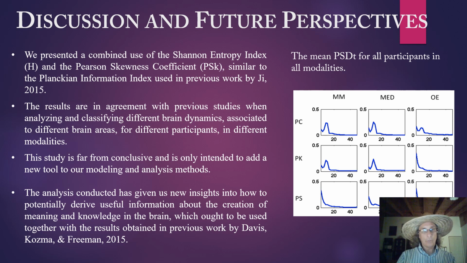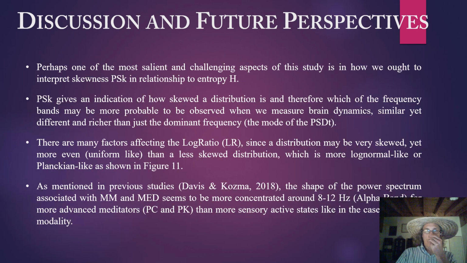The analysis that we have conducted here so far has given us new insights into how to potentially derive useful information about the creation of knowledge and meaning in the brain, which ought to be used together with the results obtained in previous studies. We also see that perhaps one of the most salient and challenging aspects of this study is how we ought to interpret the skewness coefficient in relationship to the entropy, Shannon entropy index.